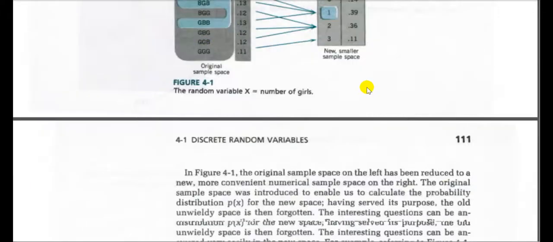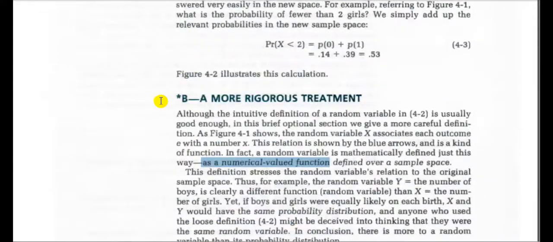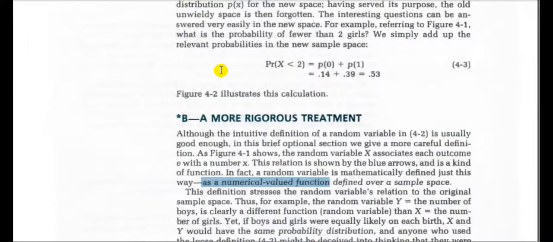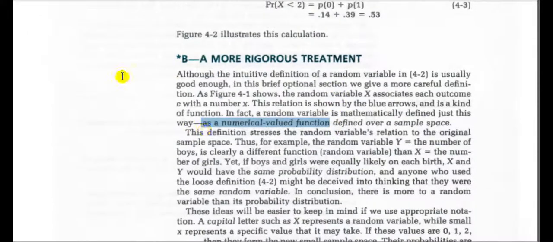So we call it a numerically valued function, defined over the sample space. The input, or the domain of the function, is the sample space, and the codomain is this set here. This definition stresses the random variable's relation to the original sample space.